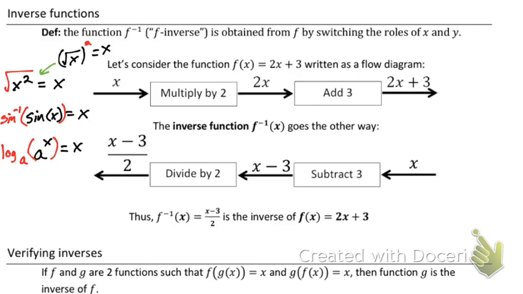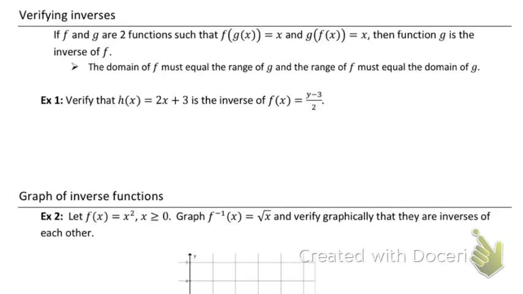There are equations that work one direction and don't work the other direction. So you have to check both ways, that f of g of x and g of f of x both equal x. Real quick, the domain of f must equal the range of g, and the range of f must equal the domain of g, and we'll talk about why that is in a second.